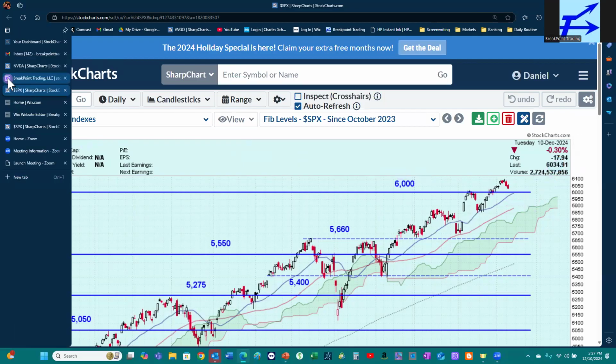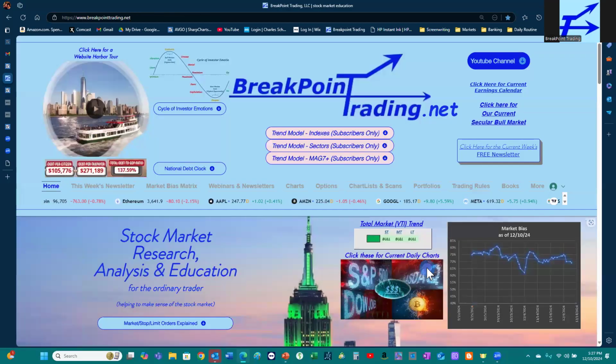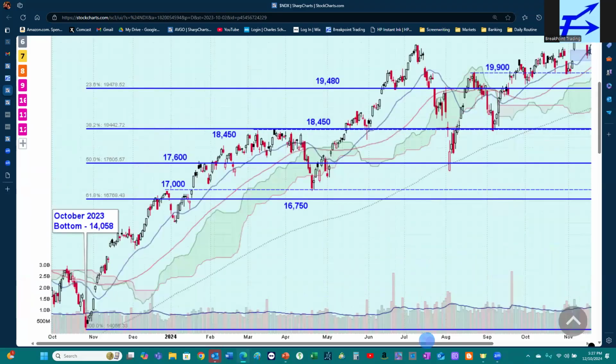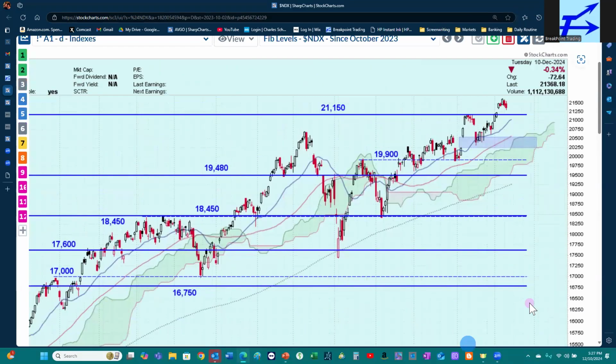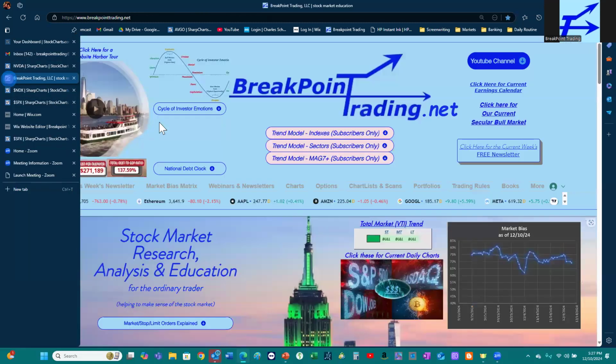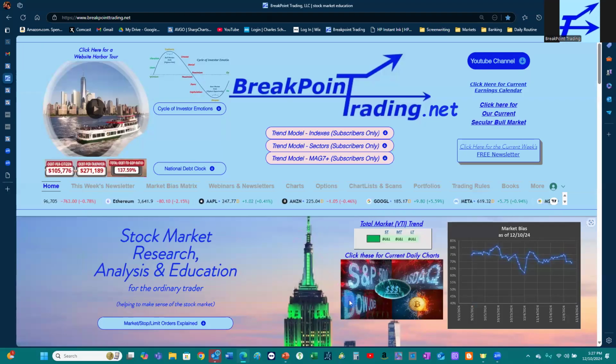So that's the S&P. The NASDAQ right here also sold off today, heading towards that support line. We'll see what happens if it gets there, if it keeps continuing. Tomorrow is going to tell people, tomorrow will make the difference.